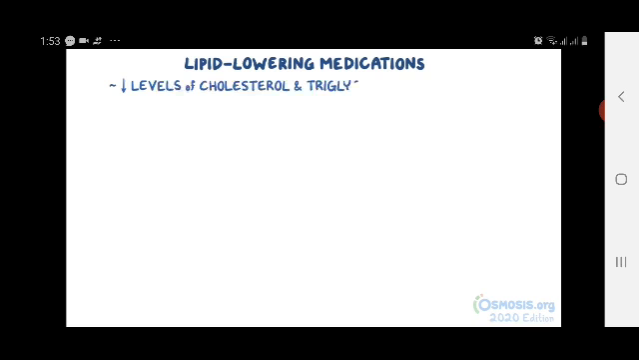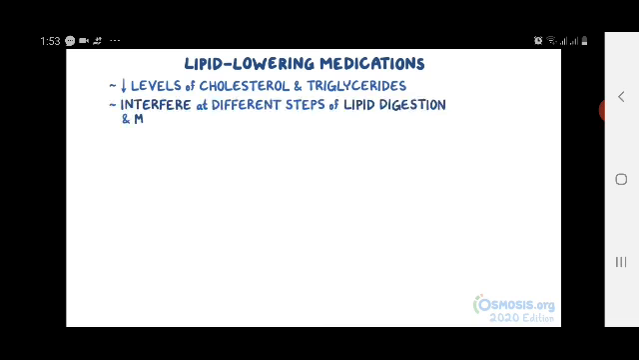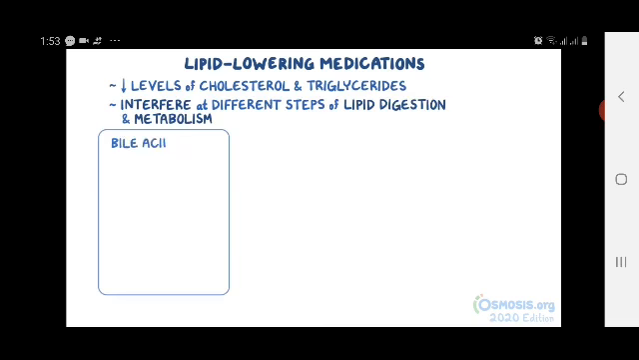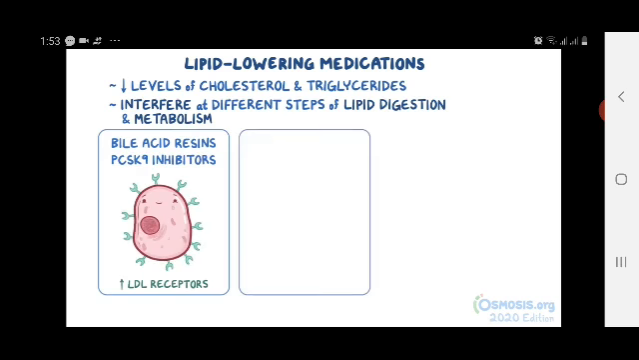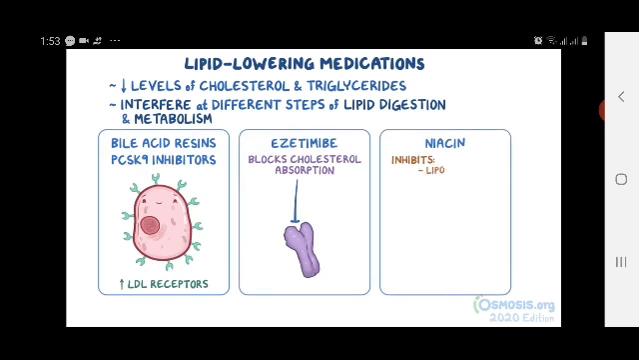Alright, as a quick recap. Lipid-lowering medications work to decrease levels of cholesterol and triglycerides in the body. The miscellaneous lipid-lowering medications interfere at different steps of lipid digestion and metabolism. The bile acid resins and PCSK9 inhibitors increase LDL receptors. Ezetimibe blocks cholesterol absorption, and niacin inhibits lipolysis, VLDL synthesis, and HDL uptake in the liver.